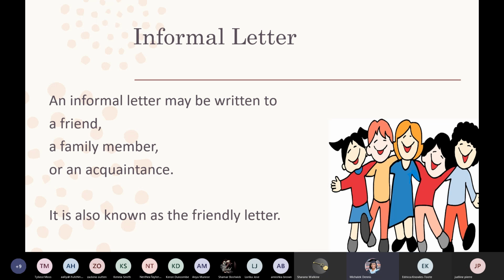Who is an informal letter written to? Who do we write, or who would you write an informal letter to?